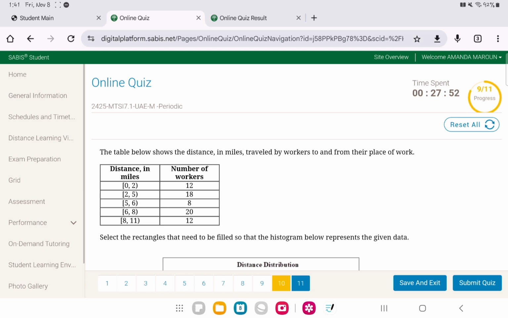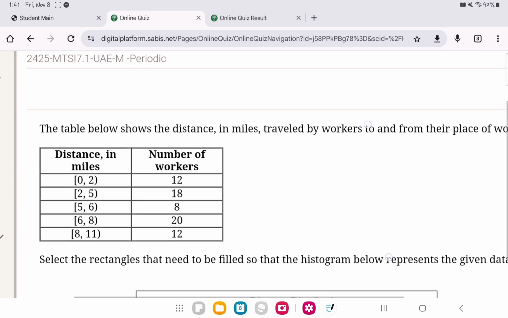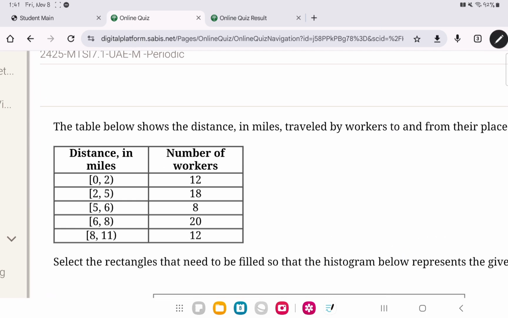Okay, so question number 10. The table below shows the distance in miles traveled by workers to and from their place of work. So this is the frequency over here, and this is the width. So to find the frequency density, you're just gonna do frequency divided by width. So 12 divided by 2 minus 0, this is 6.